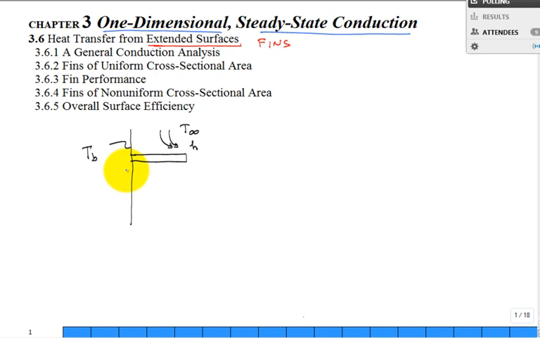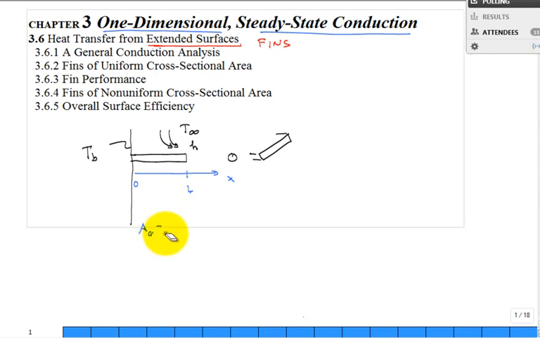This fin could be, I'm just showing you 2D, if I looked at it this way, a round or pin fin, or it could be a rectangular fin like that. So there are different shapes. We're going to start by analyzing one of constant cross-sectional area. As I move out from x equals 0 at the base to the tip at L, the area for the conduction through that cross-section, A sub c, is a constant.